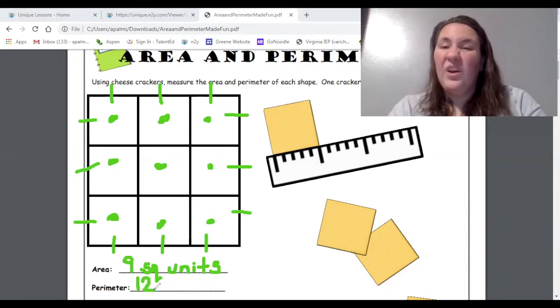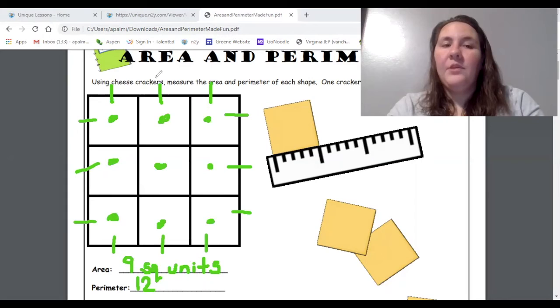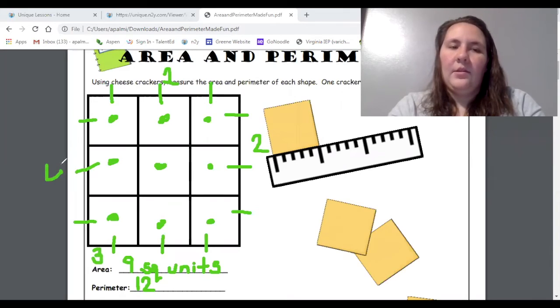Our other strategy was we could add up the sides in a math sentence, right? So I'm going to label these sides. So this one will be A. This one will be B. Actually, I'm going to change my mind. I hope that's okay. I'm going to use numbers instead because I don't want you to get confused with A for area. So this is side 1. This is side 2. This down here is side 3. And this is side 4.